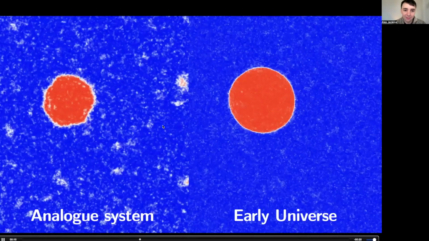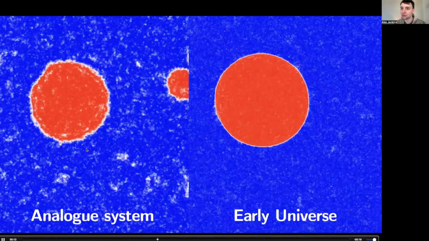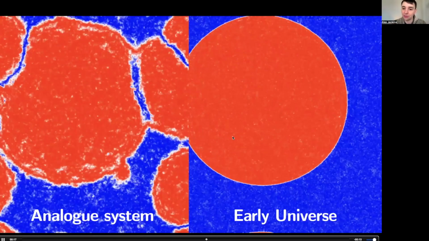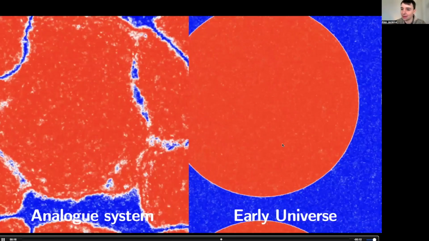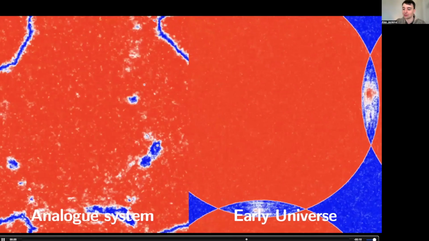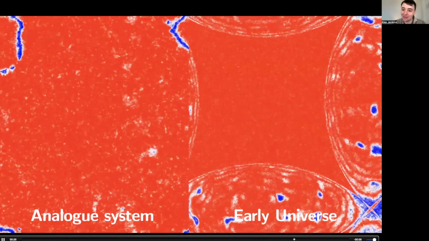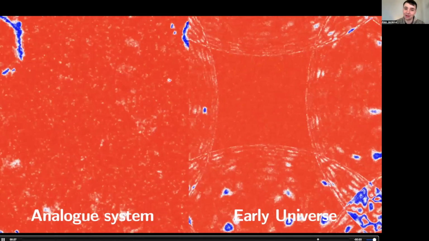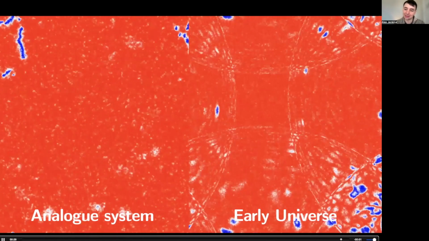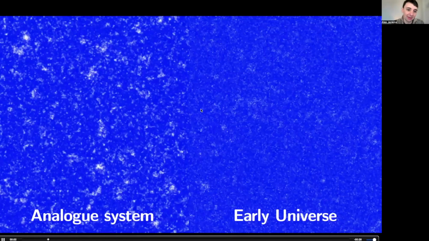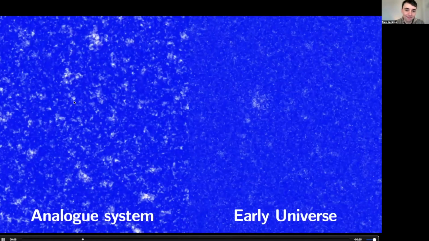The one on the left is for the full analog system, so with these two different atomic species, the modulated coupling and everything. And on the right is just solving for a Klein-Gordon equation with a false vacuum potential. So you can see that there are clearly very similar processes happening. We get these bubbles forming in the analog system that then expand at the speed of light, or the speed of sound in the atomic system.